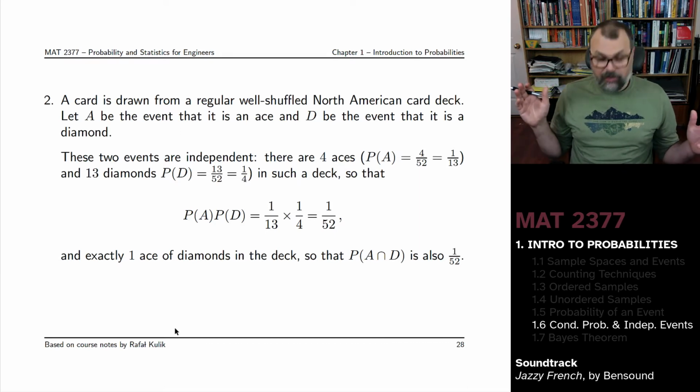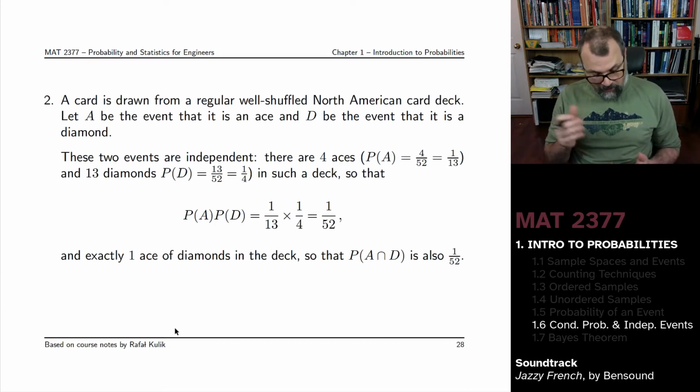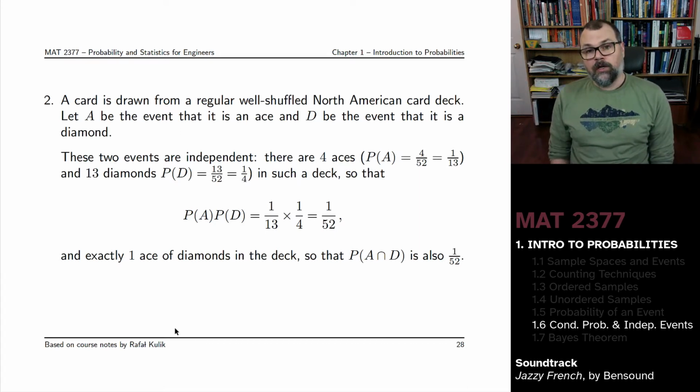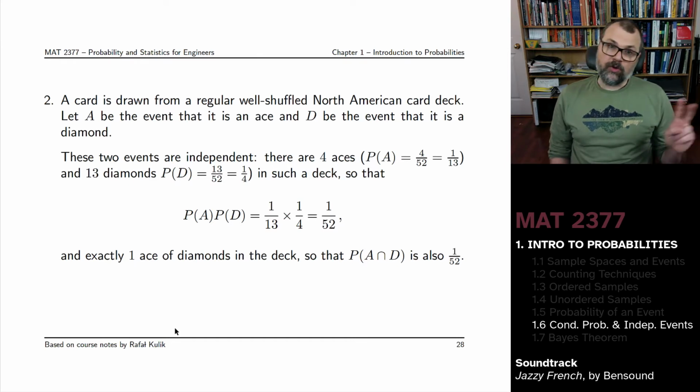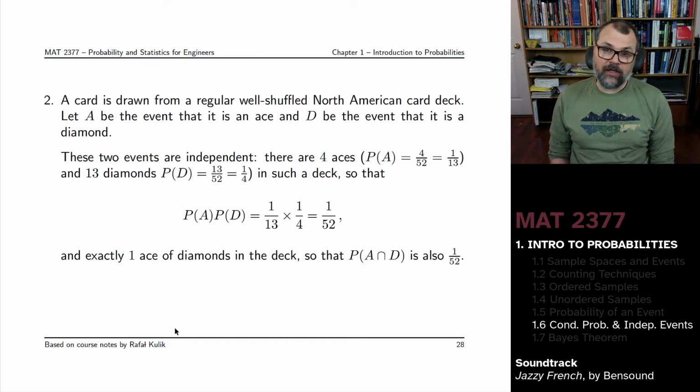Let's imagine another situation. You have a 52 card deck. You shuffle it well, and you draw a card. We'll look at 2 events. The first event being that the card that you draw is an ace, and the second event would be the event that the card that you draw is a diamond.